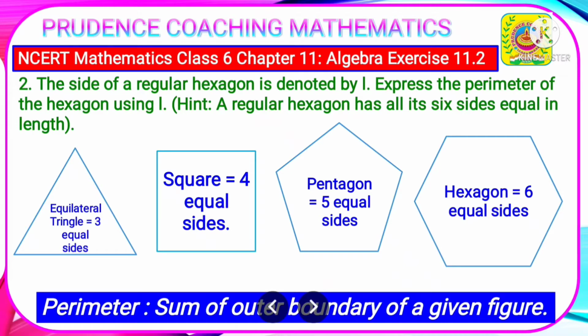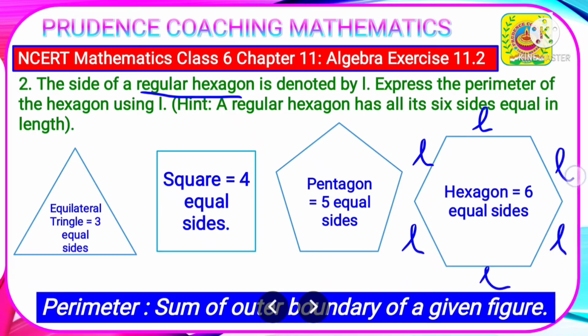Before starting with the sum, students, do you know what a regular hexagon is? It is a polygon having all 6 sides equal in length. For example, in this particular figure, as you can see, all the 6 sides are equal and it has altogether 6 sides. So this is a hexagon or regular hexagon. According to the question, we will assume each side of this hexagon to be L, which is a variable, as it is not a constant value.